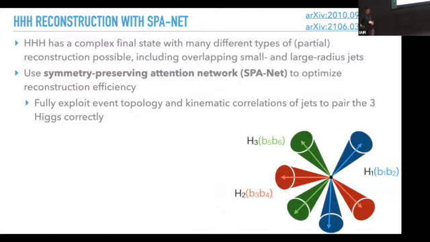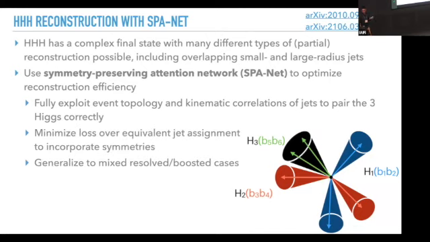Now this triple Higgs final state is much more complex in the sense that there are many different types of reconstruction you could have. You can have all these different 6 bottom quarks in these different jets. And it can be much more tricky to figure out which of the bottom quarks to put together to reconstruct a Higgs boson. And so the idea here is to use these new transformer architectures, and particularly this symmetry preserving attention network, to optimize this reconstruction efficiency. And in the future, we hope to also potentially generalize this to the mixed, boosted, and resolved case. So even give us a way to reconstruct the event holistically.